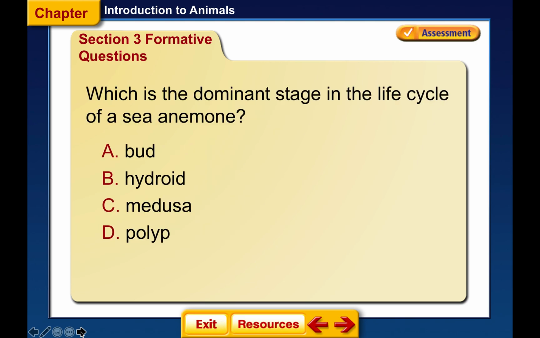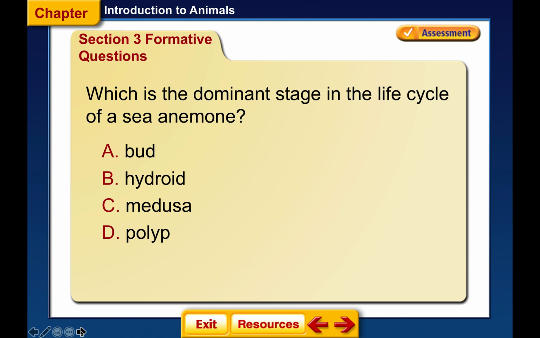Okay, which is the dominant stage in the life cycle of a sea anemone? Bud, hydroid, medusa, or polyp? Which one do you think it is? Okay, so bud and hydroid are really not applicable. Bud is a new organism from budding. A hydroid is going to be a type of jellyfish that lives in colonies like your Portuguese man of war. So now we're down to the medusa and polyp.